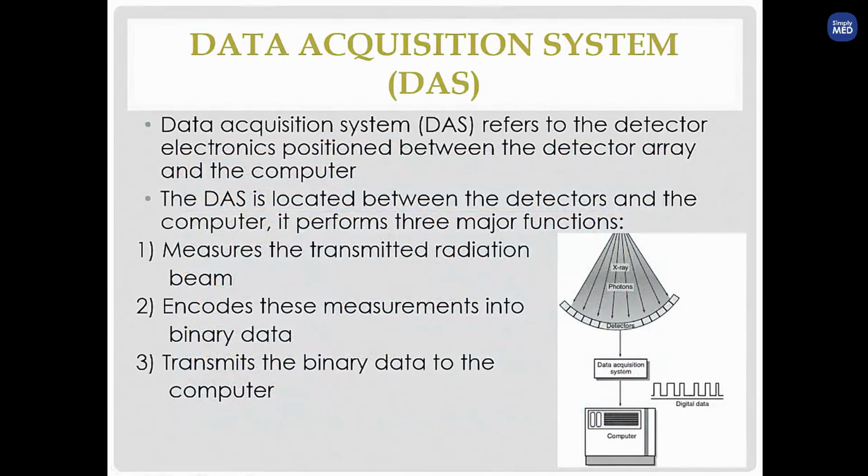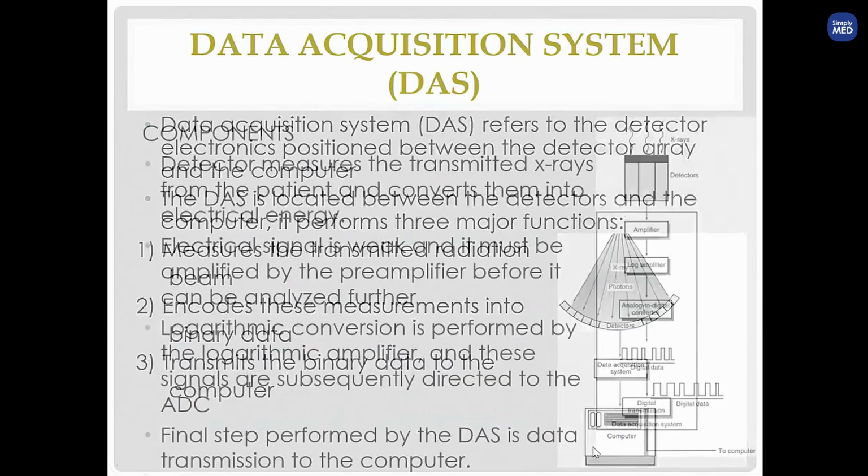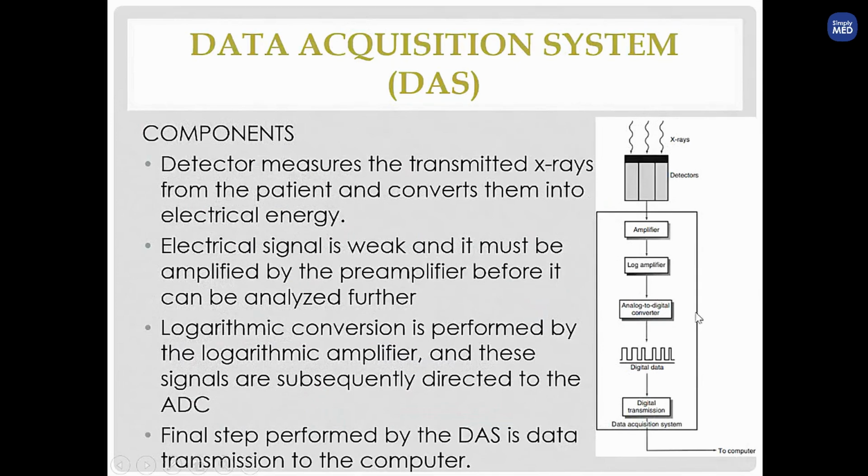Next, we have the data acquisition system. This is a detector electronic system, located between the detector and the computer. Whatever radiation has been detected by the detector will be sent to the DAS, our data acquisition system. It will encode this measurement into binary data, and this binary data will be sent to the computer. We have an amplifier, which amplifies the signal. We have a log amplifier, which will convert it into logarithmic value. Then we have the ADC, the analog to digital converter, which will convert this analog signal to digital data, and then the digital data will be sent to the computer.